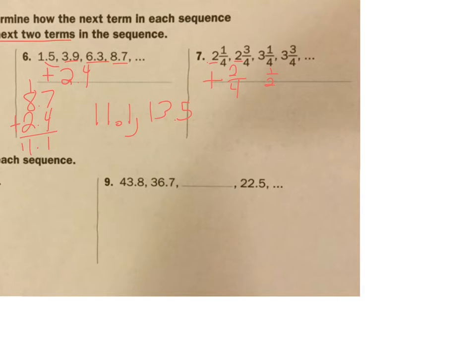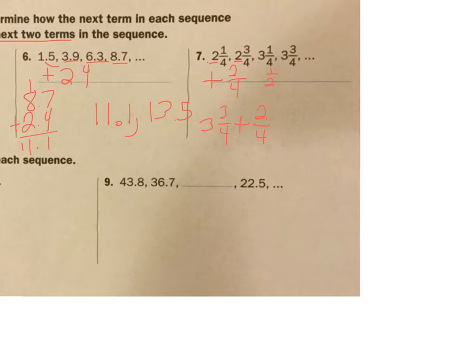So 2 1/4 plus 1/2 is 2 3/4. 2 3/4 plus 1/2, or 2/4, equals 3 1/4. And then that plus 2/4 is 3 3/4. So now I want to find the next two. I'm going to go 3 3/4 plus 2/4. Okay? So it's going to give me, well, I'm going to put it into an improper fraction when I'm adding these.